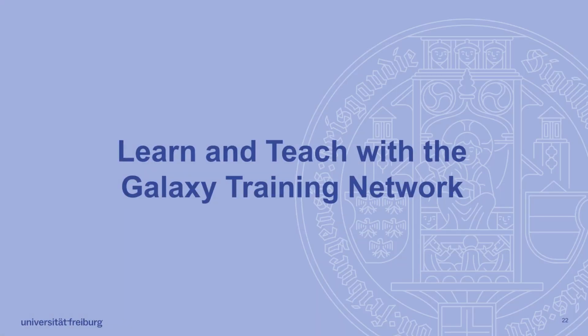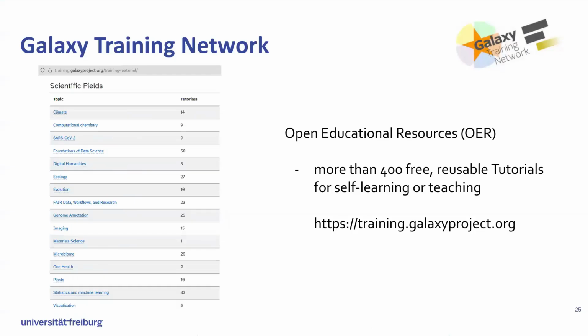And of course, it's not only important to see how analyses work, but also to enable people to do those analyses themselves. For that, we have the Galaxy Training Network. The Galaxy Training Network is a platform with more than 400 open educational resources. They are completely free, so you can do them for yourself, but you can also use them for teaching. They're available at training.galaxyproject.org, and there we cover many different scientific fields, but also scientific methods. So give this a look. It's really a great option to start out and see what's out there.